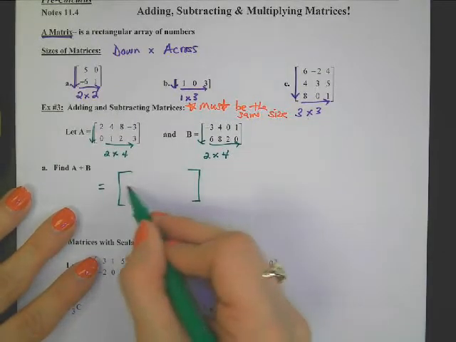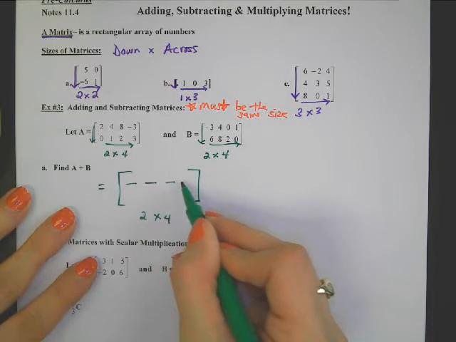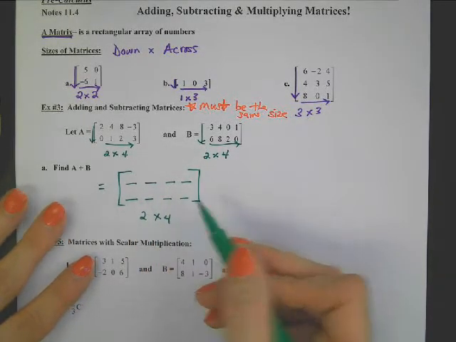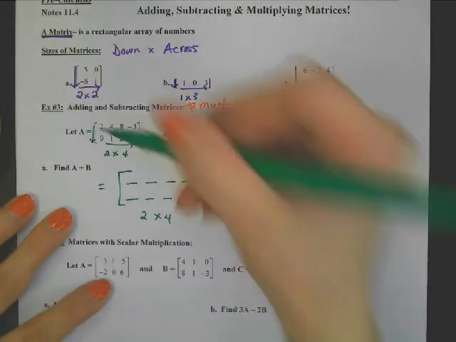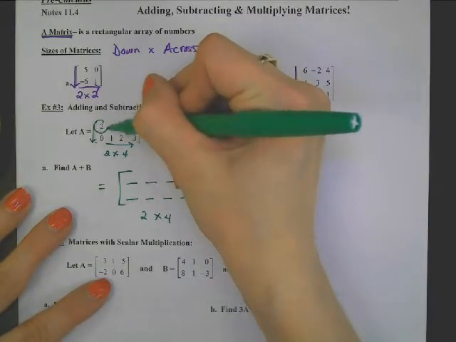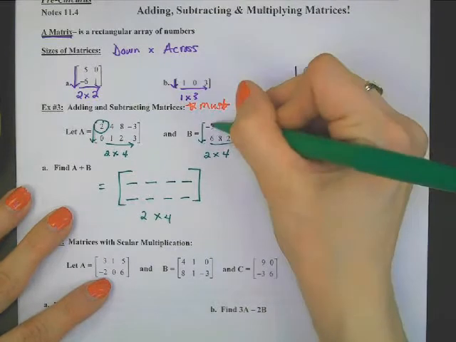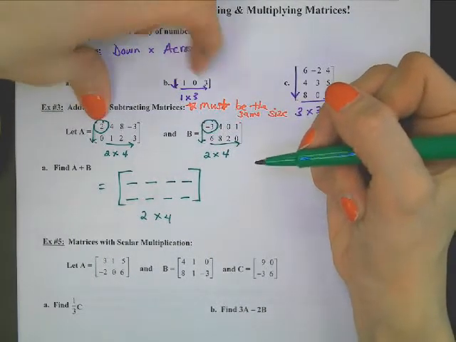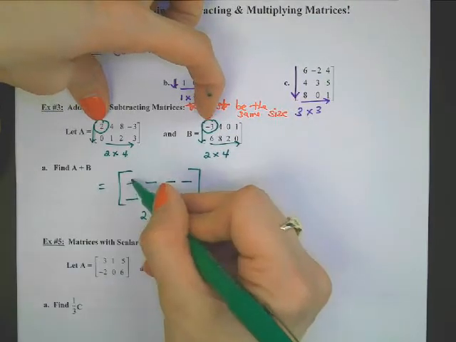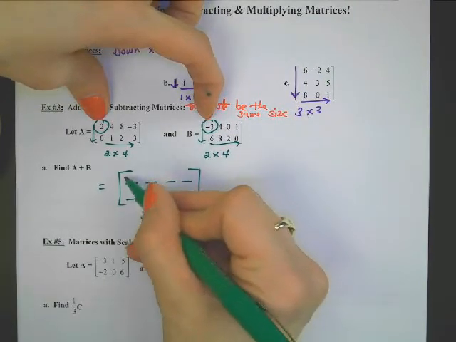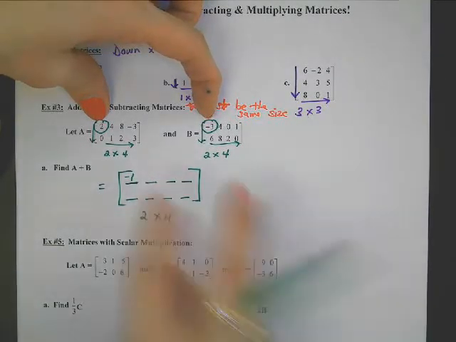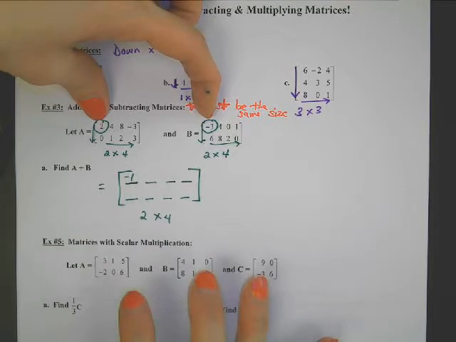So let's go ahead and get this ready. I'm going to have 4 entries across here and another 4 down here. So this is real easy. You take the number in the top left corner of A, and you take the number in the top left corner of B, and we're going to add that number plus that number to make the top left corner of our answer, -1. That's all you do, is you add the numbers that go together. That's why they have to be the same size. They have to match up.